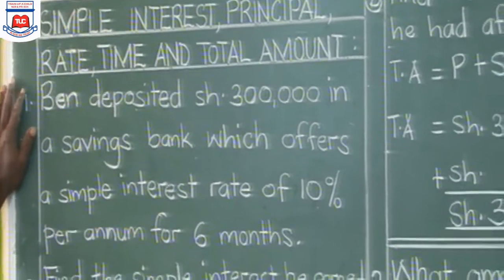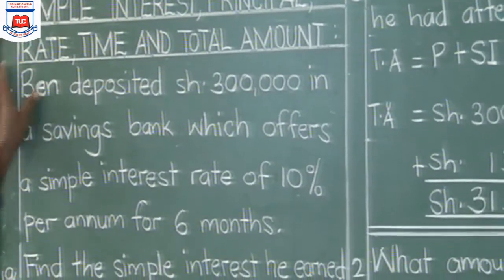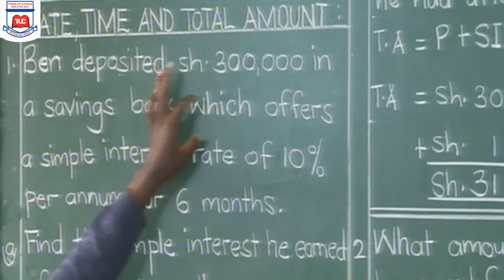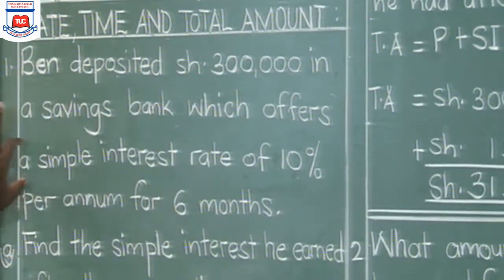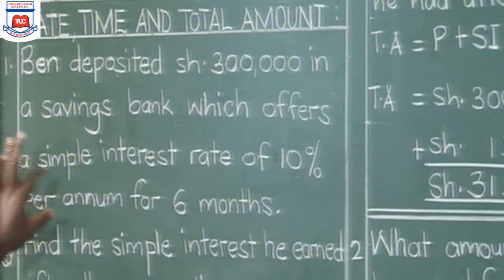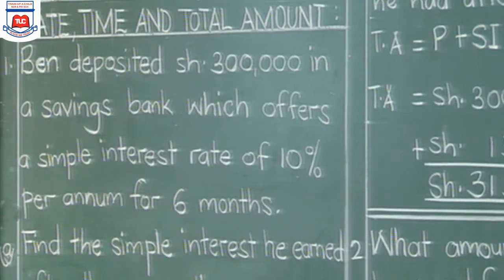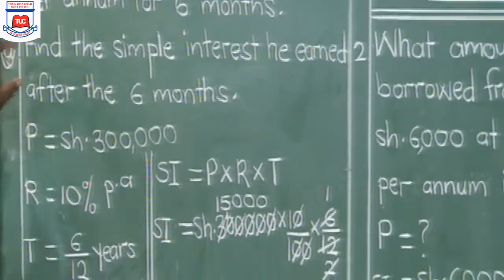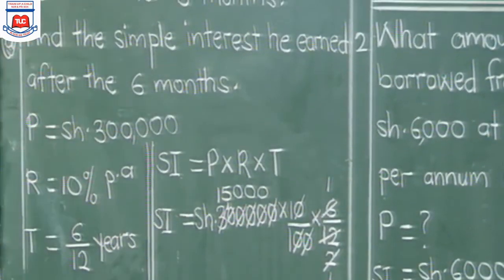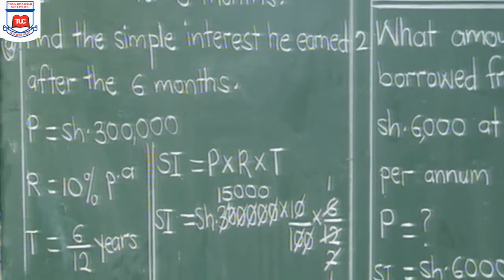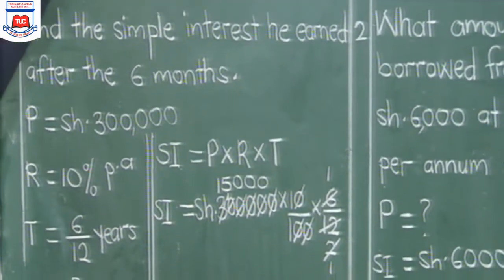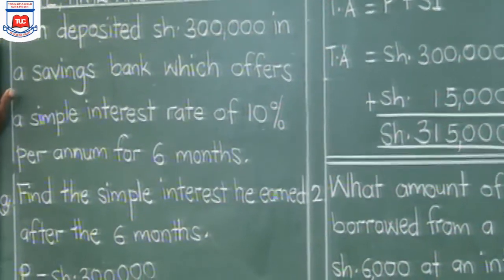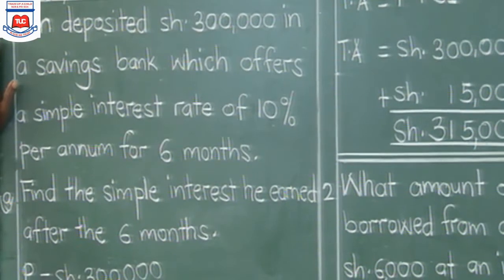The first example reads, Ben deposited 300,000 shillings in a savings bank, which offers a simple interest rate of 10% per annum for 6 months. Question A reads, find the simple interest he earned after the 6 months. Now here, you have to interpret each figure given in terms of the five: simple interest, principal, rate, time, and total amount.